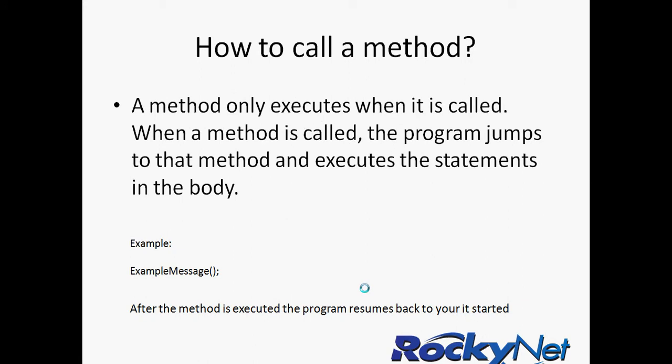How to call a method. A method can only be executed when it's called. When a method is called, the program jumps to where the method is, executes the statements, and then jumps back to where it previously was. So an example below is just a simple way you call a method. For the last method, how we'd call that is just say ExampleMethod, parentheses, and then end the statement.